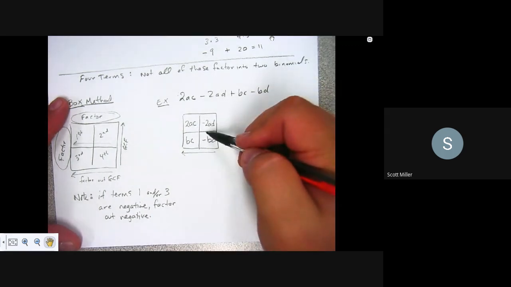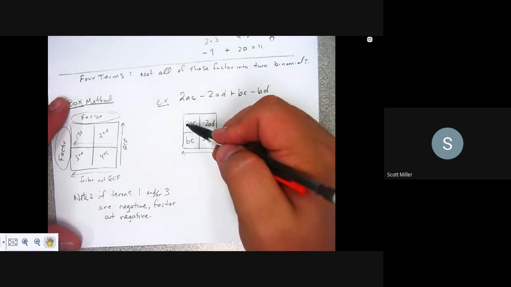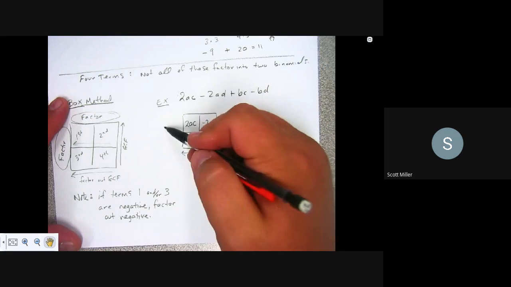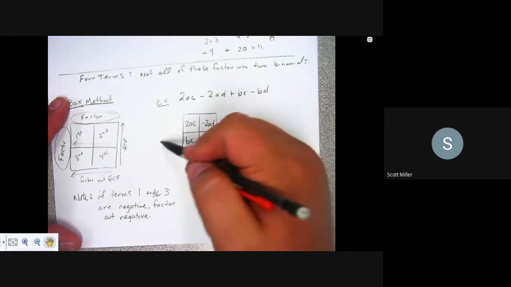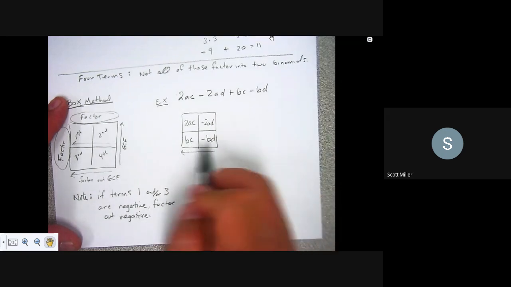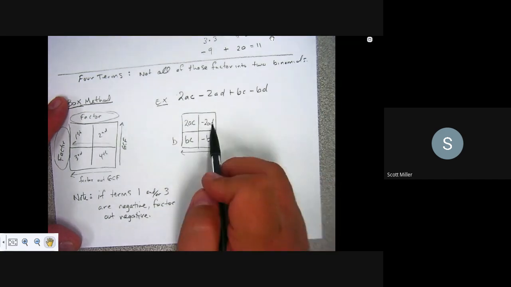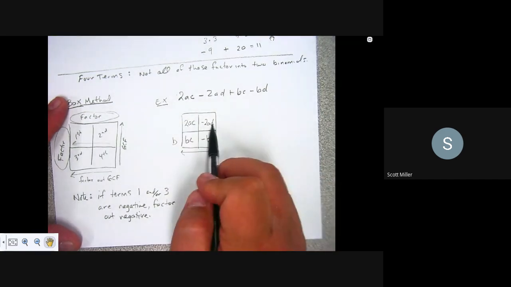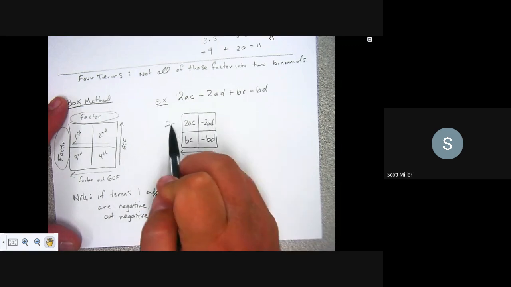These are negative, but these are not. If this was negative, I would factor out a negative going this way. If this was negative, I would factor out a negative, but it's not, so I'm not. So what's common between these 2 terms? B is common between those two terms. What is common between these two terms? Well, they both have a 2 and they both have an A.